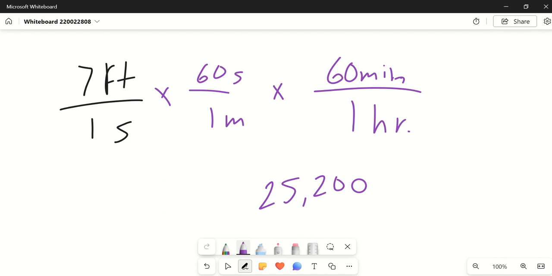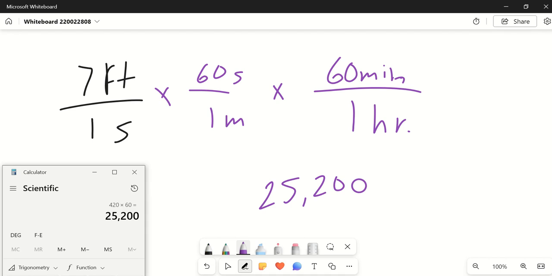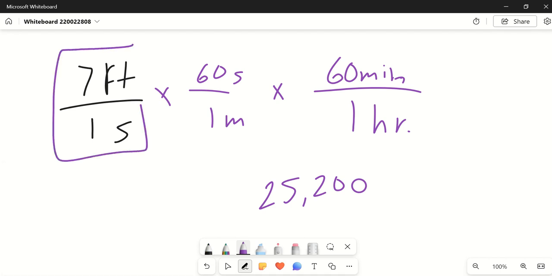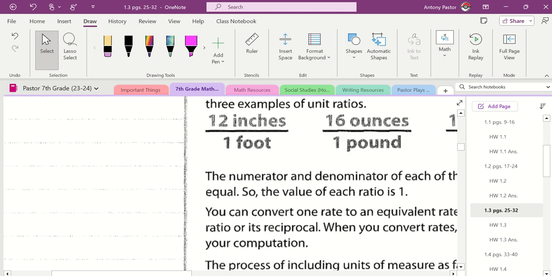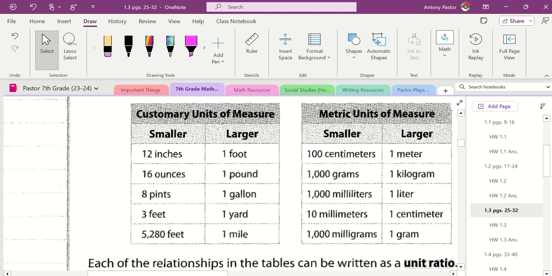25,200 per hour. Now, let me walk you guys through this again. He walks 7 feet per second. I can't change seconds into hours because there's no unit rate there. 1 hour does not equal a certain number of seconds. If that was on the chart, we could totally do that, but this does not have it.